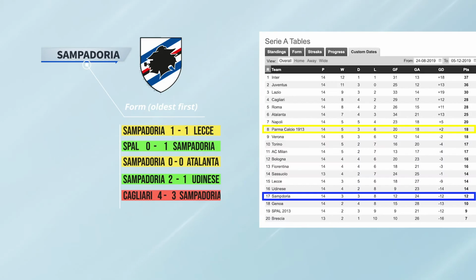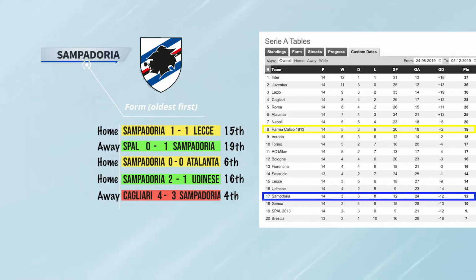Looking at Sampdoria's form, they had 4 positive results, that being either a win or a draw. But 3 of these were to teams placed in 15th to 19th. Furthermore, 3 of these 4 games were at home, where there is an expectation to get a more positive result due to the home advantage.